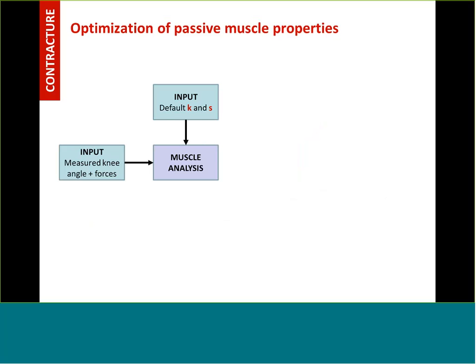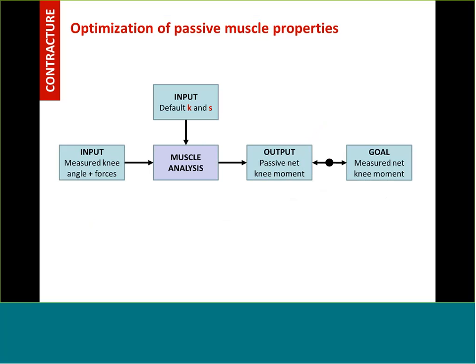We then ran a muscle analysis to calculate the passive forces for each muscle, and we summed those to obtain the model's net knee moment over the entire range of joint angles during the passive stretch. This is then compared to the measured knee moment as obtained from the inverse dynamic analysis.